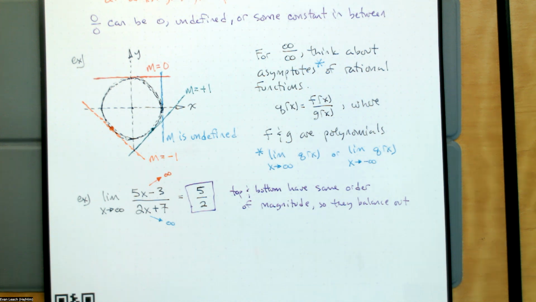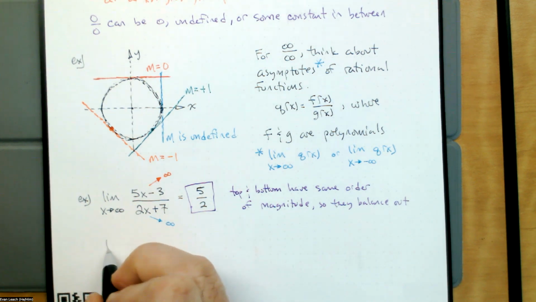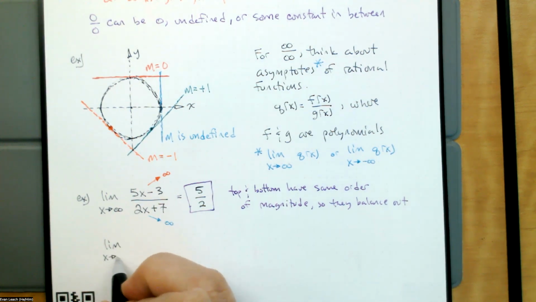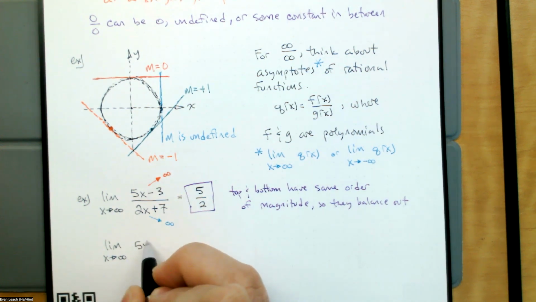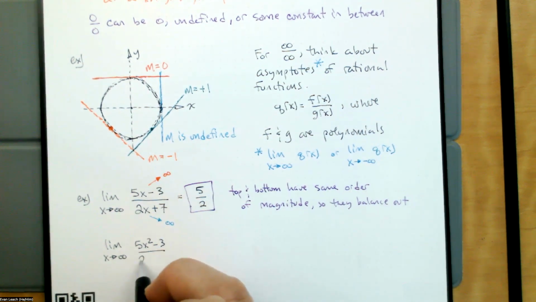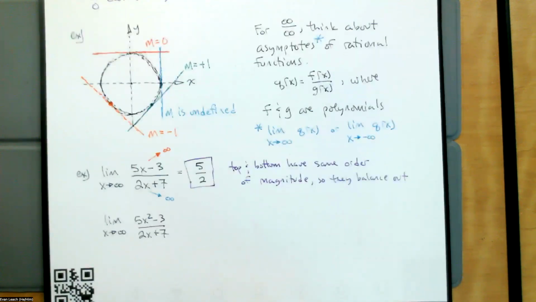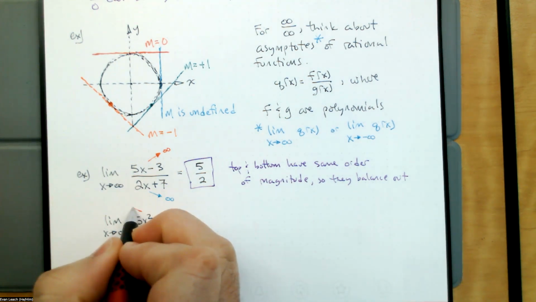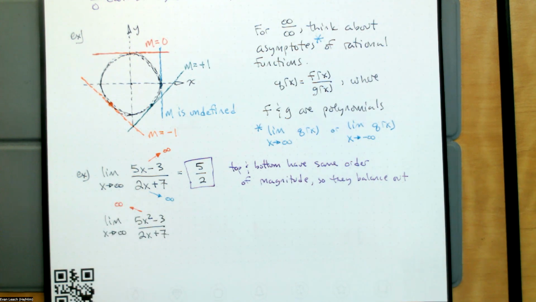So this is a case where infinity divided by infinity is some constant. Indeterminate, in this case, is some number. If we have a different limit, once again, the numerator is going to infinity, the denominator is going to infinity, but the numerator is going to infinity at an order of magnitude faster than the denominator. This is still an infinity divided by infinity situation.